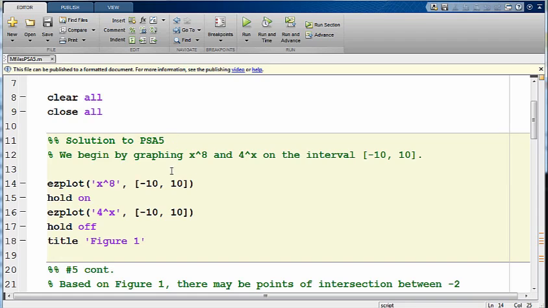So now let's pass down to the second cell, which is labeled the solution to problem set A number 5. We begin, notice the comment, by graphing x to the 8th and 4 to the x on the interval minus 10, 10. These lines, of course, those that begin with a percent sign, are comments, they're not evaluated by MATLAB. But now it's followed by a bunch of MATLAB commands. An ezplot of the first graph, x to the 8th, on the interval in question, minus 10, 10. We issue the hold on command so that when we then plot 4 to the x, it'll be plotted on the same graph over the same interval. And I titled the figure Figure 1, so let's see what happens.